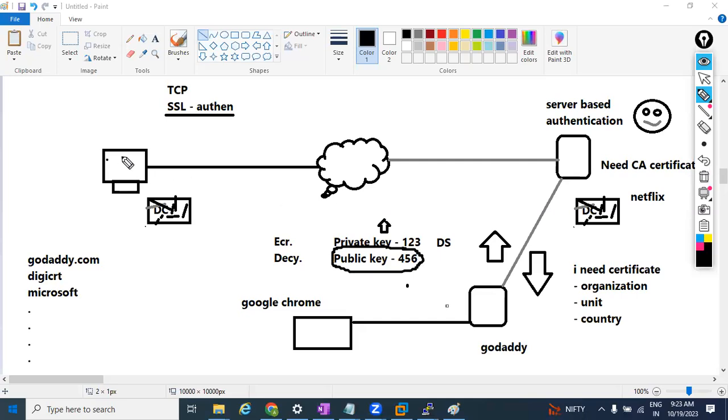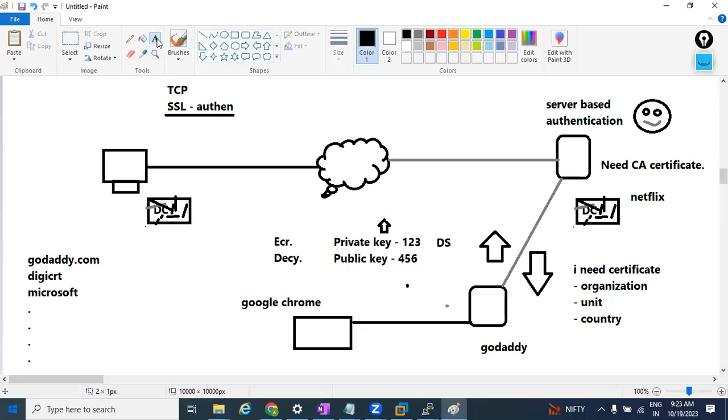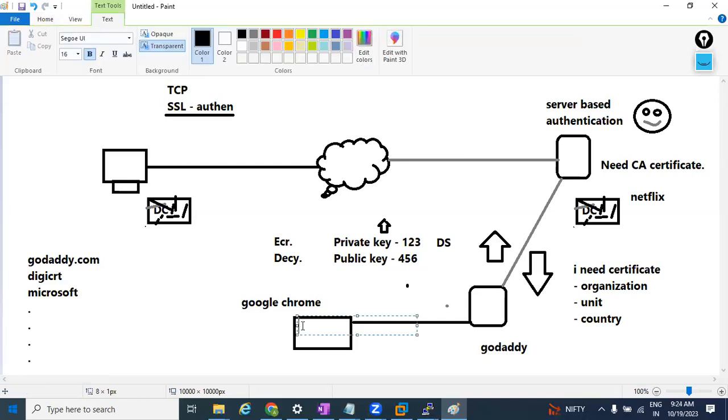As a client, I cannot request every time to the destination companies, Netflix or Prime Video and Hotstar and all, to share their public key. That is not a feasible solution. As a non-technical person, I just want a solution. So what is the solution here? GoDaddy would contact Google Chrome and ask them, in your browser, kindly keep my public key.